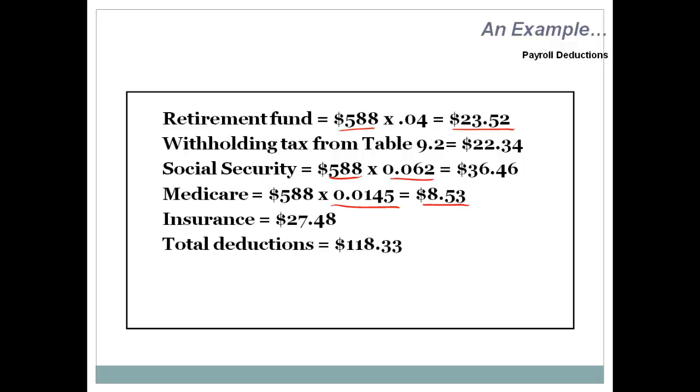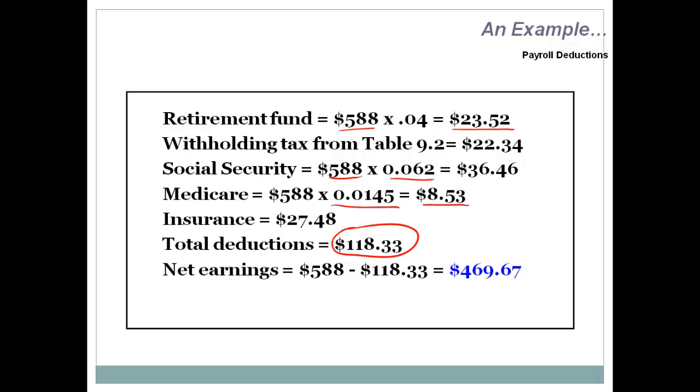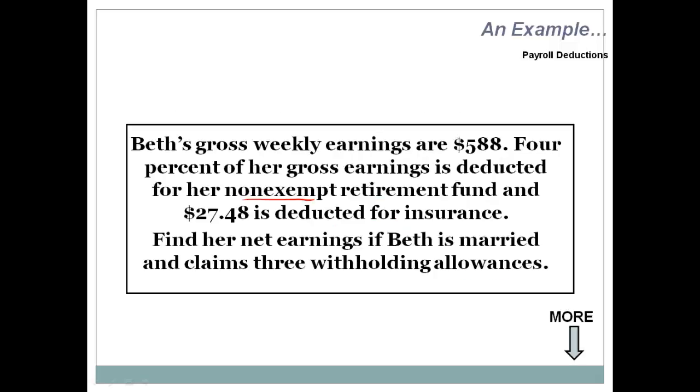So if we add all of those deductions up, we get $118.33, and her net earnings would be $469.67. So let me go back and look at how they got her FIT withholding.